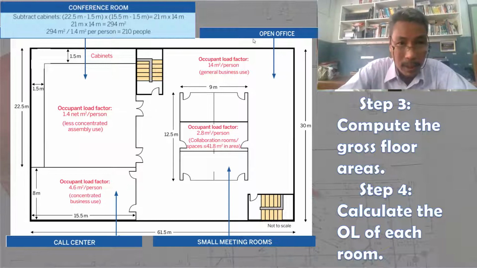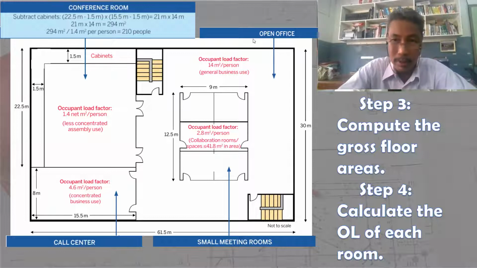So let us subtract the areas for cabinets so that we are left with the proper area of the conference room. That is 22.5 meters minus 1.5 meter. Okay, that is our length multiplied by the width, which is 15.5 meter minus 1.5 meters. And that product would be what? 21 meters by 14 meters, which is equal to 294 square meters. Okay, so that is our step 3.